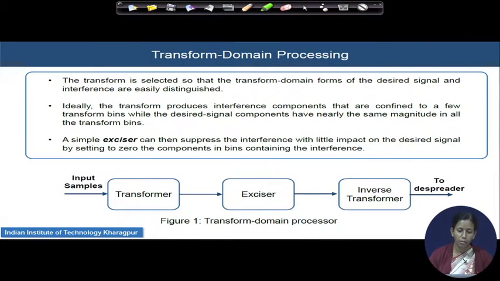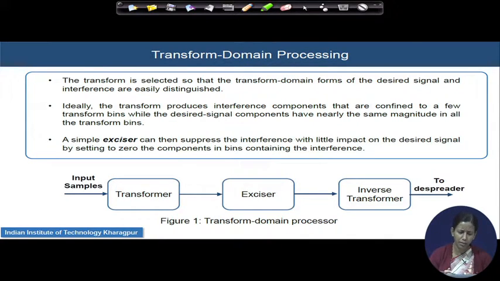The transformer is selected in such a way that the transform domain forms the desired signal as well as the interfering signal such that they can be distinguished properly. We exploit their properties to design this transformer, and how the desired signal and the interference differ in the transform domain depends on how you are transforming them.